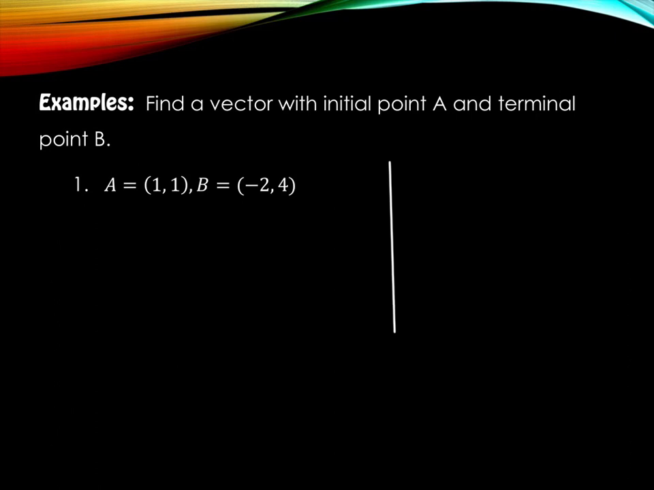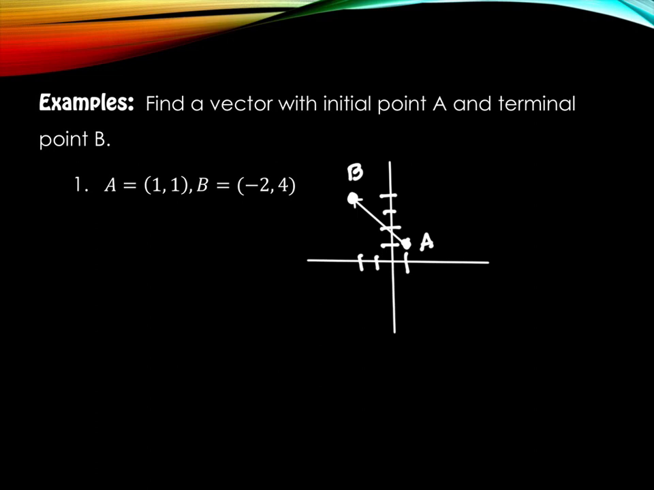So if we draw just a regular coordinate plane and we plot these points, I have 1, 1, and then I have -2, 4. And what I'm supposed to do is start at A and end at B. That's what the directions said, right? It says initial point A. I should have labeled them. Let's do that. Here's A. Here's B. So we're going to start at A, and we're going to end at B. And so this is the vector we're talking about.